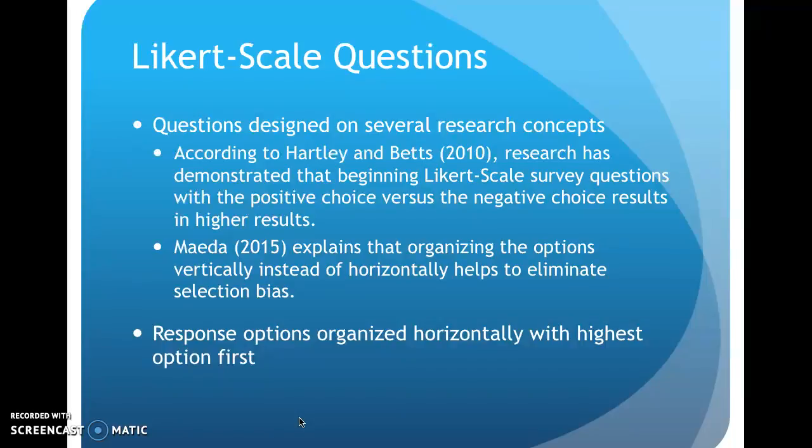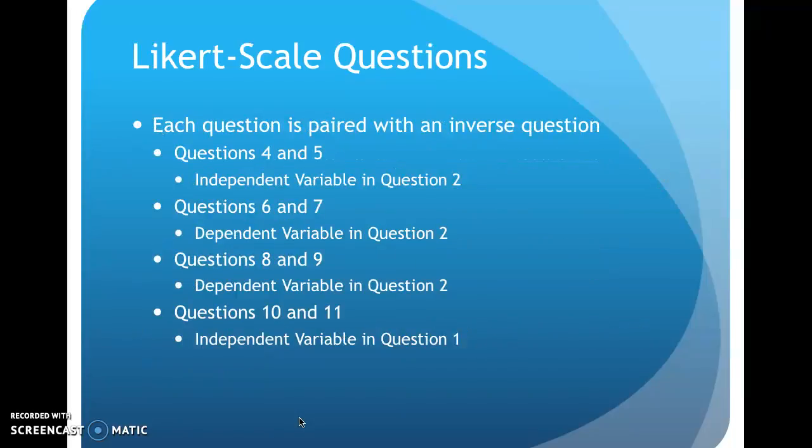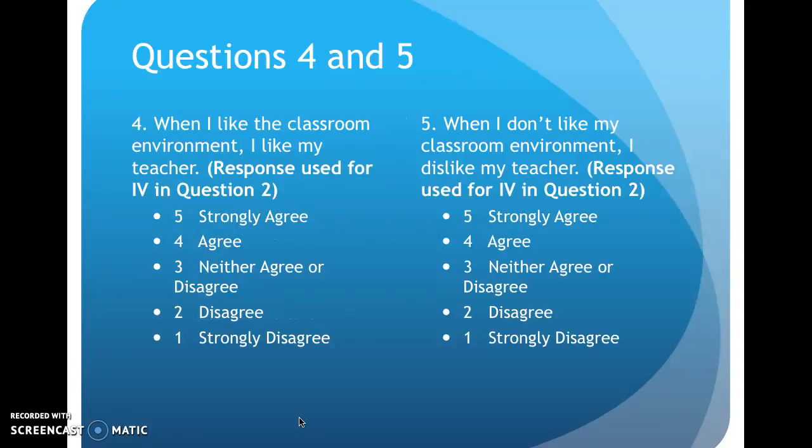So based on this information, I have arranged the options horizontally, starting with strongly agree down to strongly disagree, with the highest option first. Each question is paired. Questions 4 and 5 are together, 6 and 7, 8 and 9, 10 and 11. Questions 4 and 5 provide data for research question 2. Same thing with 6 and 7 and 8 and 9. They all provide data that will help answer research question 2. Questions 10 and 11 provide data that will help answer research question 1.